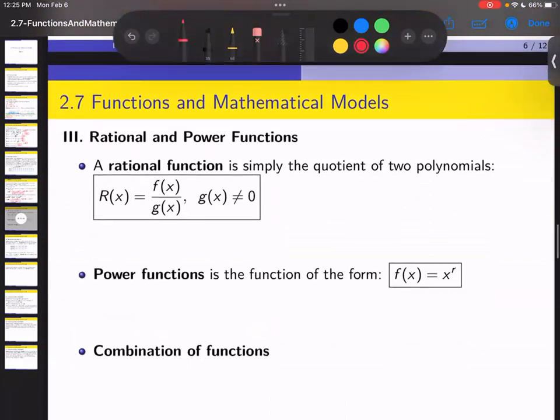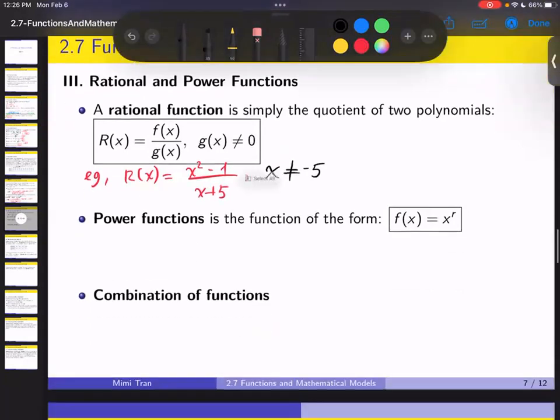An example with this will be a ratio. So if I say r of x equals x squared minus 1 divided by x plus 5, what is the domain here? Everything except -5, right? So that's rational function.